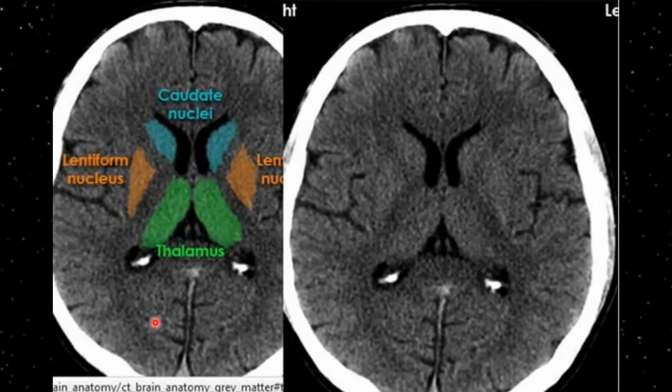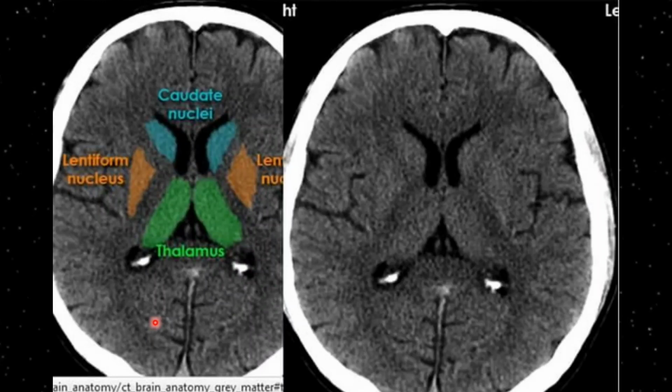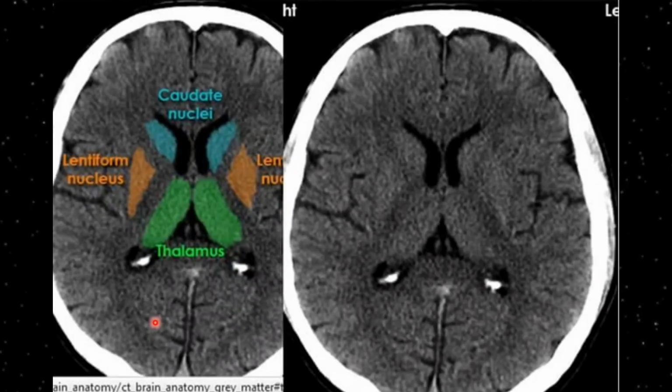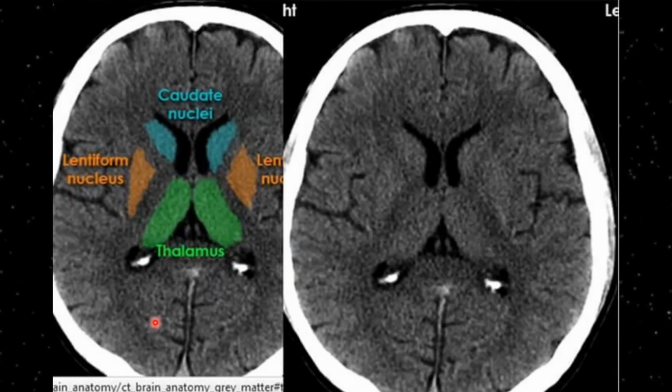Posterior to that another important structure lies, which is called the thalamus. In the green color you can appreciate the thalamus. So look at the non-colored images. Here you can appreciate the caudate nucleus, and then the lentiform nucleus, and you can also appreciate the thalami.